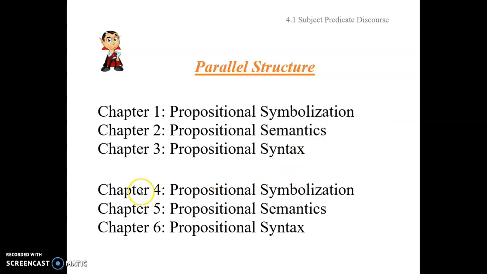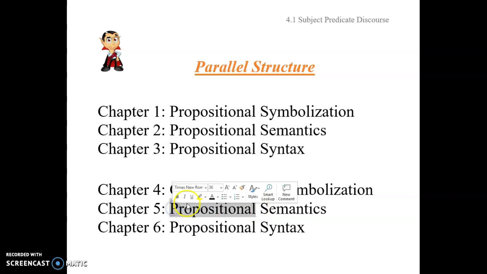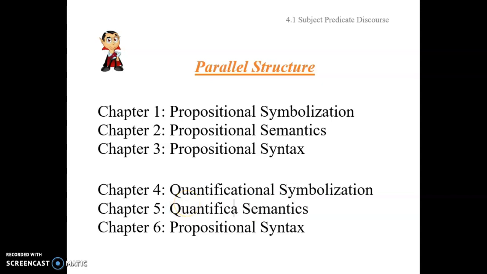Basically, for the rest of the course, we have a very similar procedure. So in the present chapter, chapter 4, what we're going to do is not propositional symbolization, but quantificational symbolization. I'll explain why shortly. And instead of doing propositional semantics, we're going to do quantificational semantics, but it's the same idea as before. First, we learn how to symbolize these symbols. We're going to be introducing new symbols, just like we did in chapter 1, in a new way.